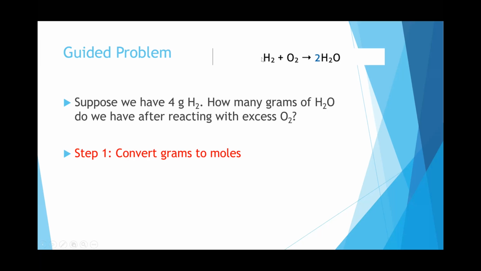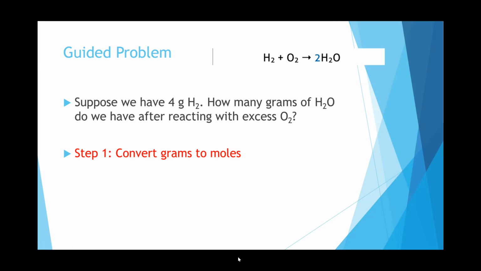So we start off with 4 grams of hydrogen, and we want to know how many grams of water there are. So I break it up into 3 steps. The first step is convert grams to moles. Because in a balanced equation, we can only convert between moles to moles. We can't convert grams in the balanced equation.